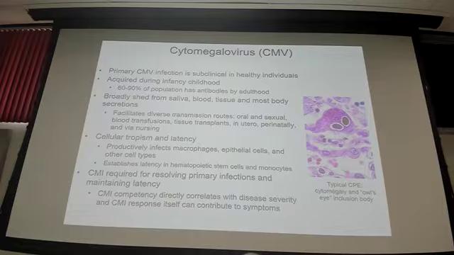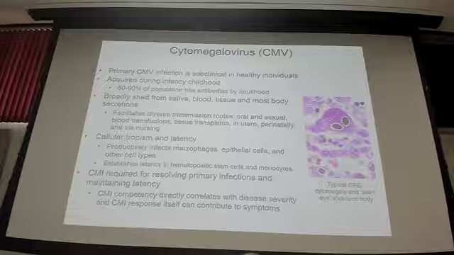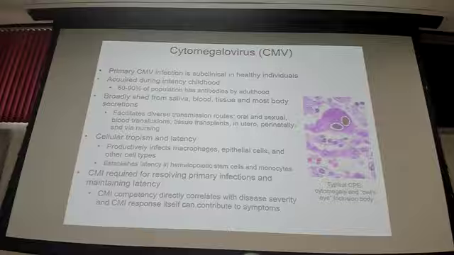When it's lytically infecting during active replication, it'll infect macrophages, epithelial cells, and other cell types, but it establishes latency in hematopoietic stem cells and monocytes, so that's important as well.